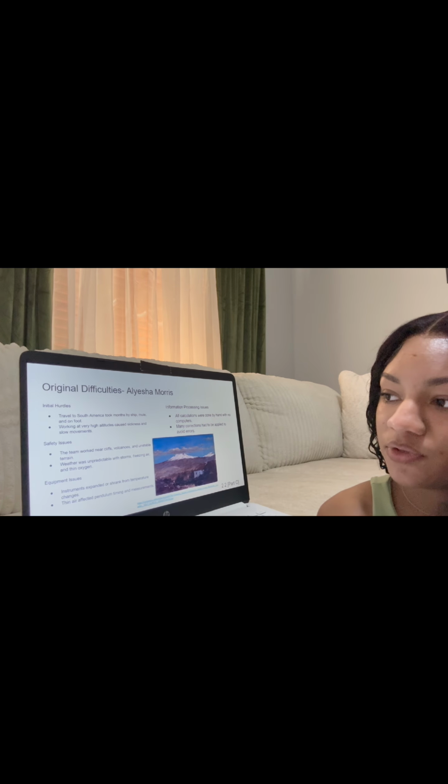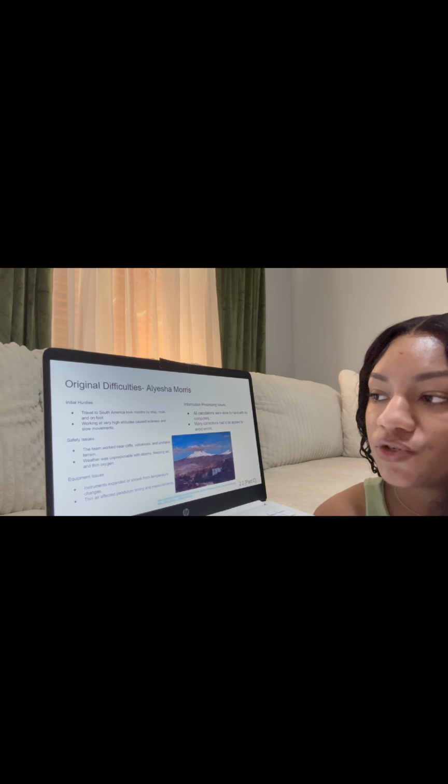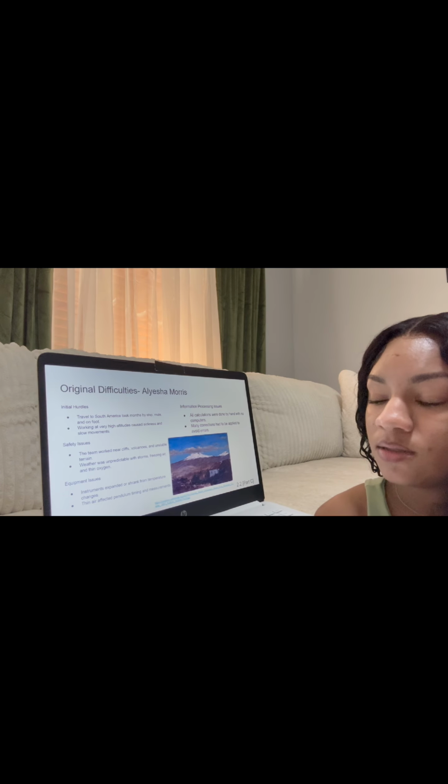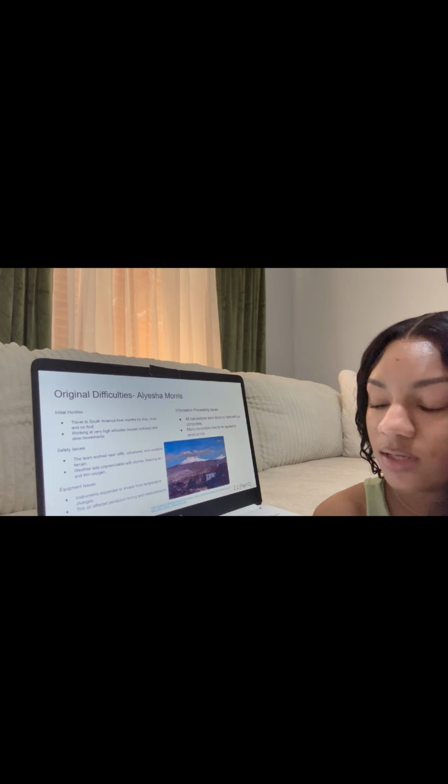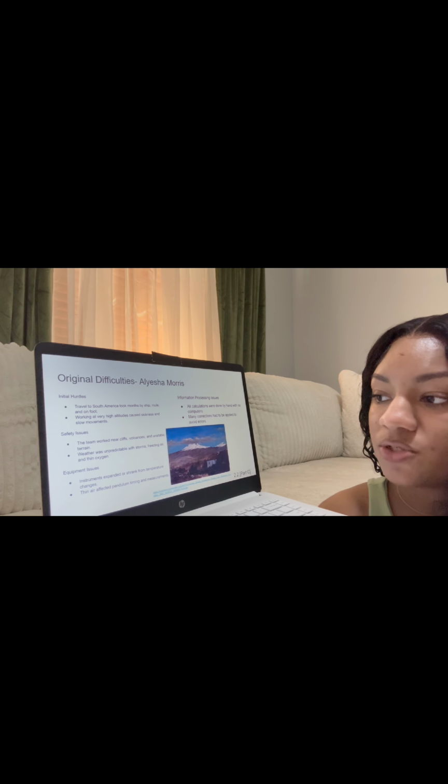For original difficulties, we're going to start with the initial hurdles. For the initial hurdles, he did travel to South America, which took months by ship, mule, and on foot. Worked at very high altitudes, causing sickness and slow movements. For safety issues, the team worked near cliffs, volcanoes, and unstable terrain. The weather was unpredictable, with storms, freezing air, and thin oxygen.